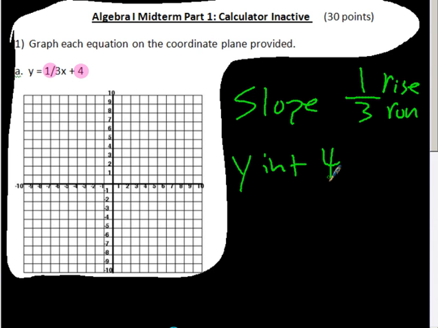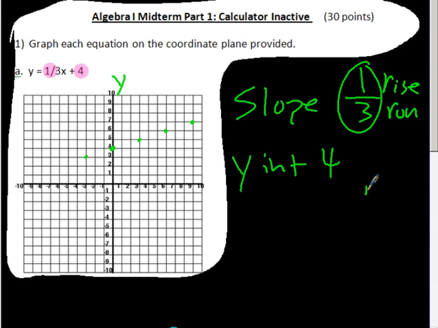So I'm going to go over to my y-intercept, 0, 4, the y-intercept on the y-axis, right? Where it crosses the y-axis. My slope is 1/3, so from this point, up 1 over 3, up 1 over 3, up 1 over 3. I can go down 1 and left 3 if I want. It's the same result, right?